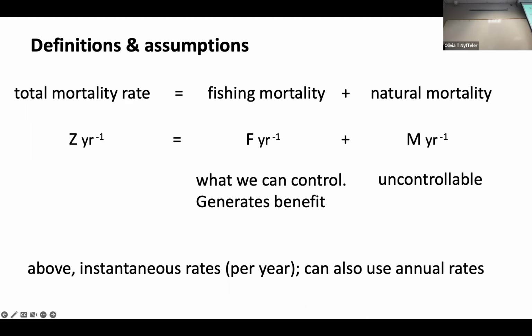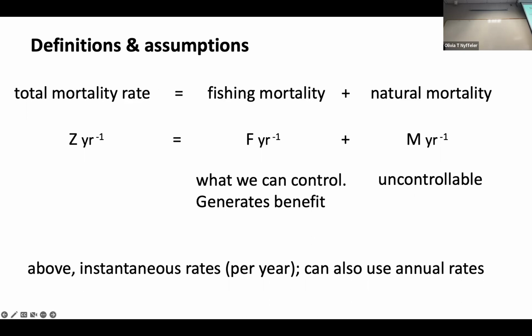Sometimes it's conceptually easier to think in annual rates, but oftentimes mathematically, if you do it instantaneously, it's very simple: just add up fishing and natural to get total. These definitions are traditional, but they leave a lot to be desired. For example, the natural mortality rate would include pollution and power plant impacts and so on, because that's not really natural.